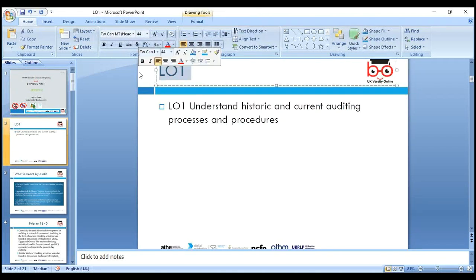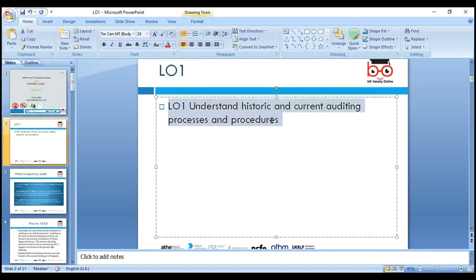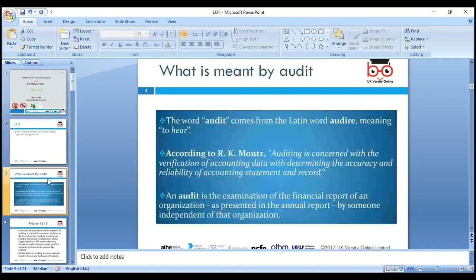Next, LO1 is learning outcome one, which we're supposed to address in this lesson, and I wish we have a bit of understanding about the history behind the audit, and what processes and procedures are involved when we do the audit. So that's really what we need to achieve during this lesson.